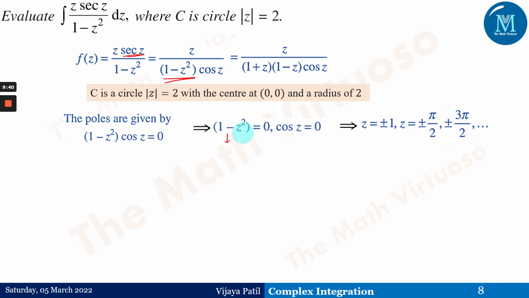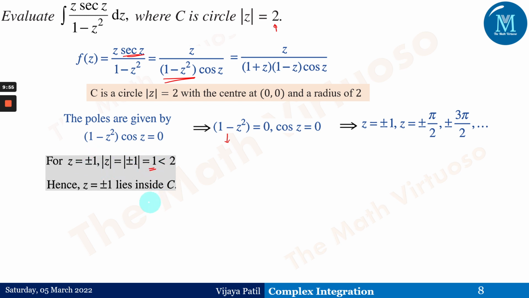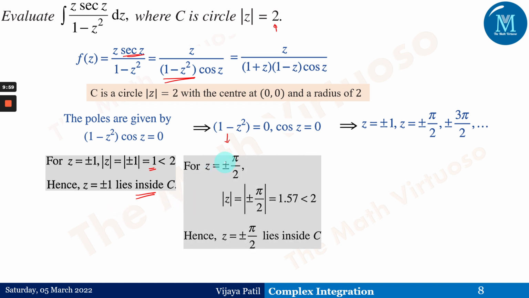Out of that, which points lie inside this circle is very important. Let us consider z equals plus 1 or minus 1. If you observe here, the mod of both of them comes out to be 1, which means z equals plus 1 and z equals minus 1 both lie inside this particular C. What about the other points, z equals plus or minus π/2? Plus or minus π/2 is 1.57, and the mod of that is 1.57, which again lies inside.